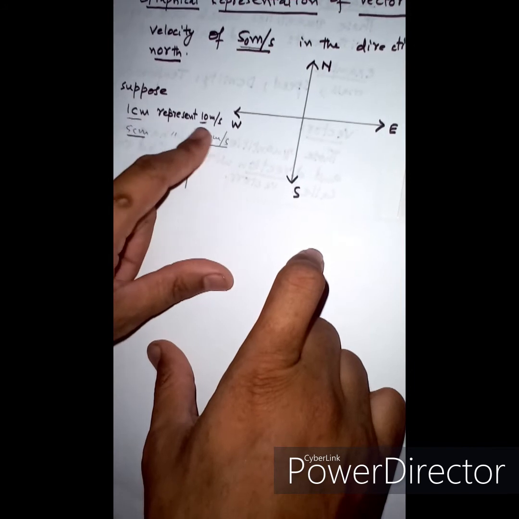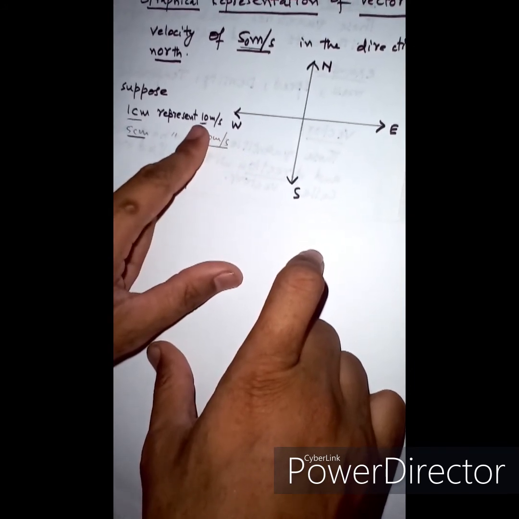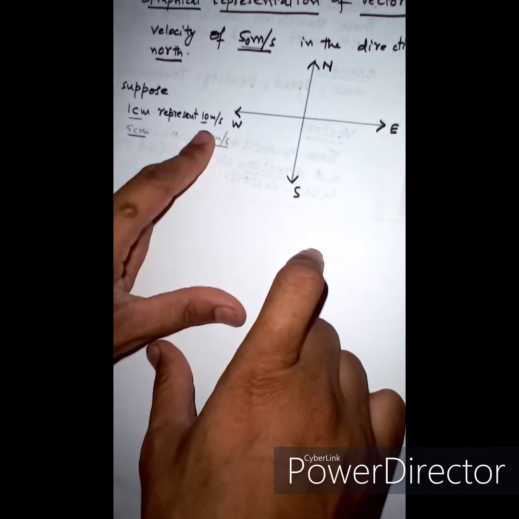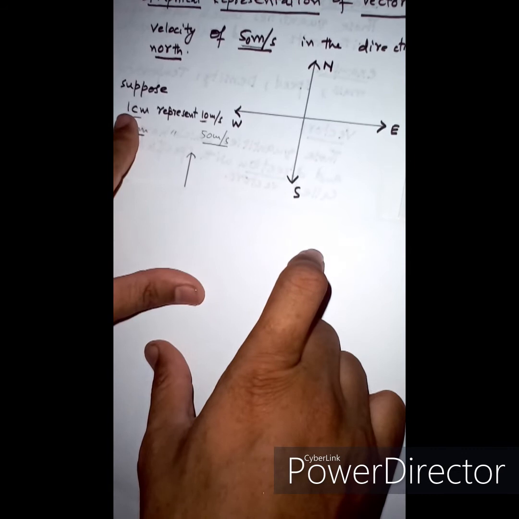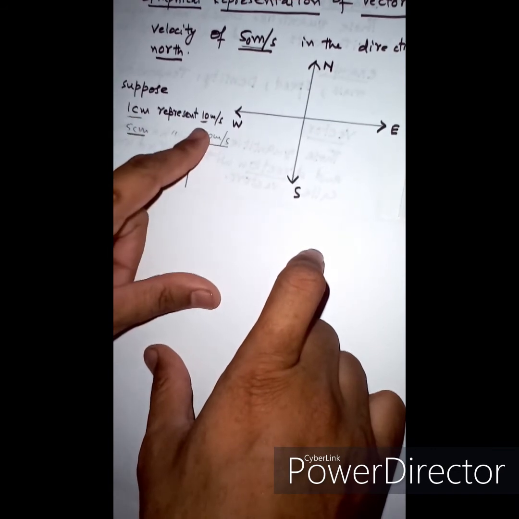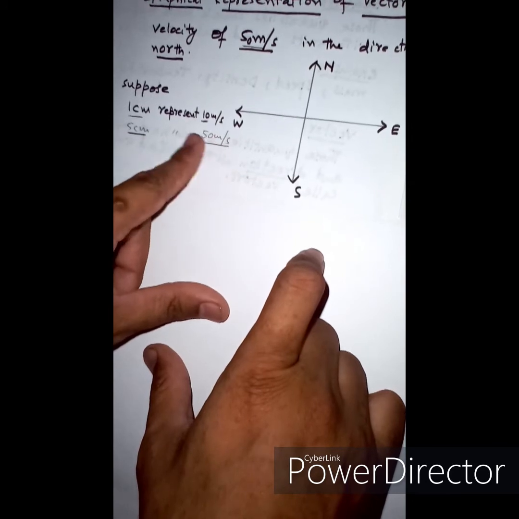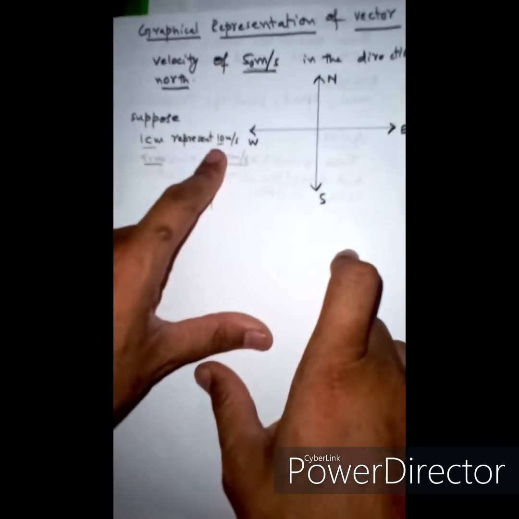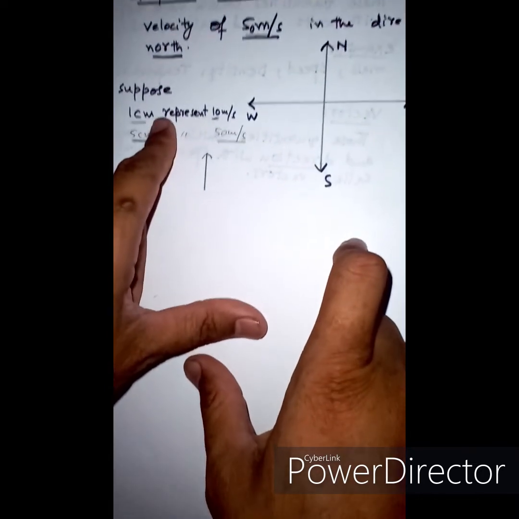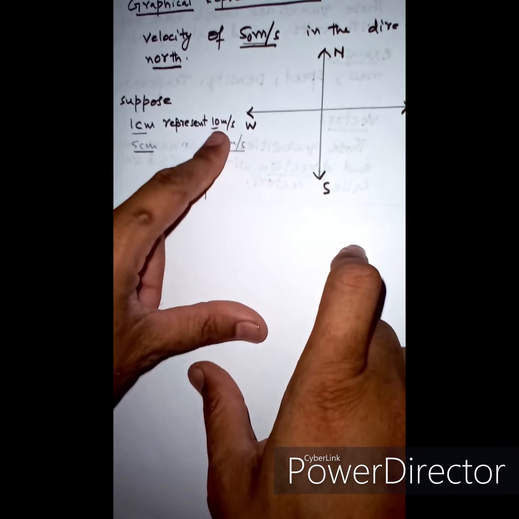1 centimeter represents 10 meter per second. There is no hard and fast rule that we must choose 1 centimeter as 10 meter per second. You can even imagine a scale representing 1 centimeter as 12 meter per second, 1 centimeter as 5 meter per second, or 1 centimeter as 20 meter per second. It is totally up to you. So we first have to choose a scale. Here I have imagined 1 centimeter represents 10 meter per second.